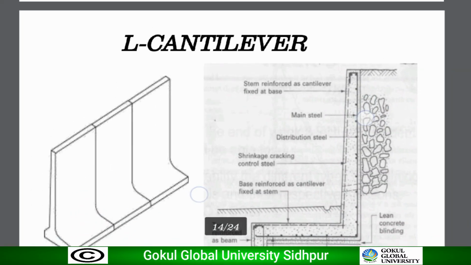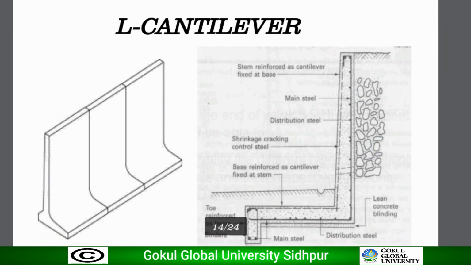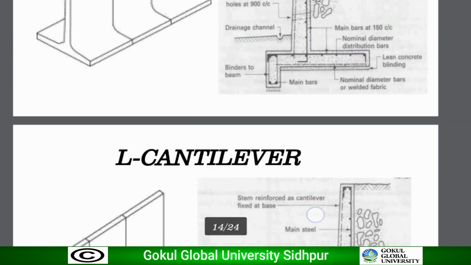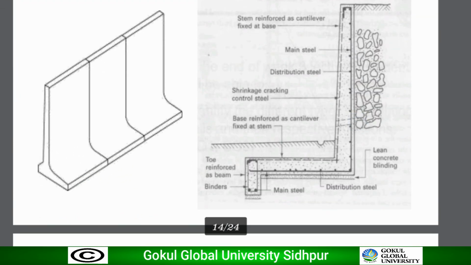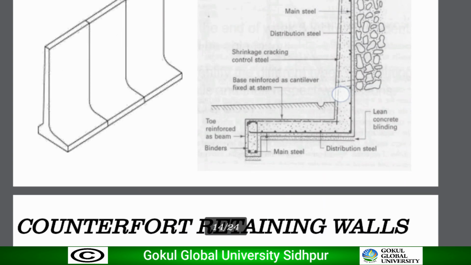Second one is the L cantilever shape. The only difference between T cantilever and L cantilever is the shape. Otherwise, the draining channel, reinforcement, or other rubber material to drain out water is the same. The only difference is its shape.